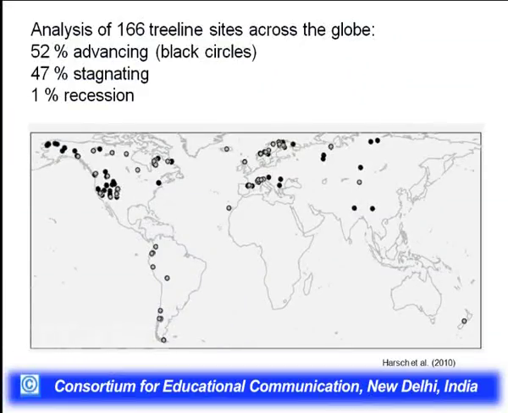Here you can see the global map, Harsch et al. 2010, an analysis of 166 tree line sites across the globe, and they found 52% advancing, including the Himalaya. You can also see the Alaska area, the Canadian and US Rockies, the Andes, the Alps everywhere, even New Zealand, 47% stagnating and 1% recession. This is the data, little data.